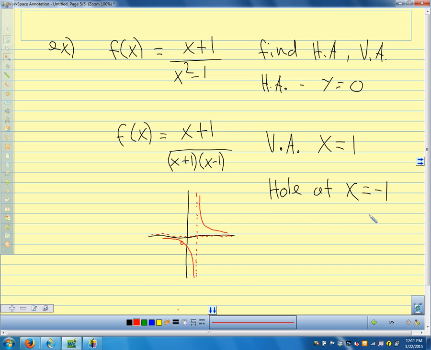If we have a hole, because the numerator and denominator are both 0 at the same time, there's not a vertical asymptote. It's either a hole or a vertical asymptote. It's not both. So if we have a hole, the graph just doesn't exist. It disappears for a second there. All right. Let's look at another one.